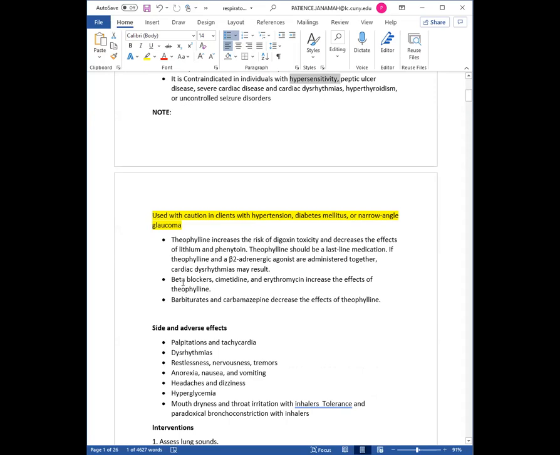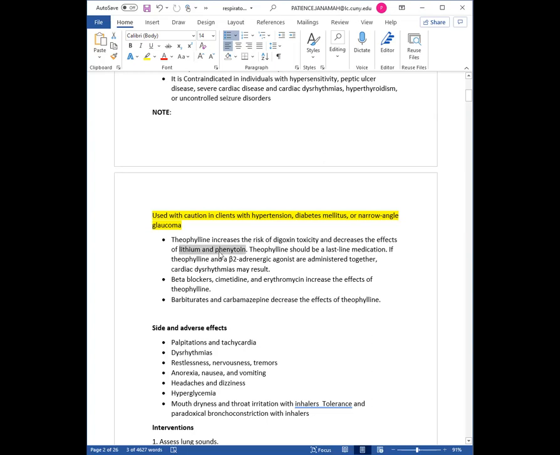Now, let's continue with our theophylline. So theophylline increases the risk of digoxin toxicity. So risk for digoxin toxicity. If the patient is taking digoxin and you are giving the patient theophylline, you want to be careful about increased risk, and it decreases the effect of lithium and phenytoin. So phenytoin is an anti-seizure medication. So you want to take note, it will decrease it.